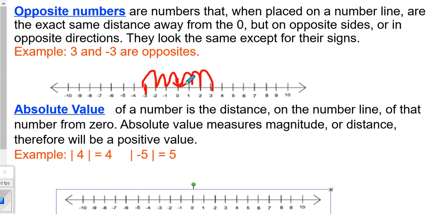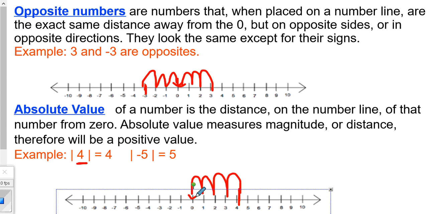The absolute value of a number is the distance from zero on the number line. So, for example, here we have the absolute value of 4. If we look on the number line and we look for 4, which is right here, we see that 4 is 4 units from 0.